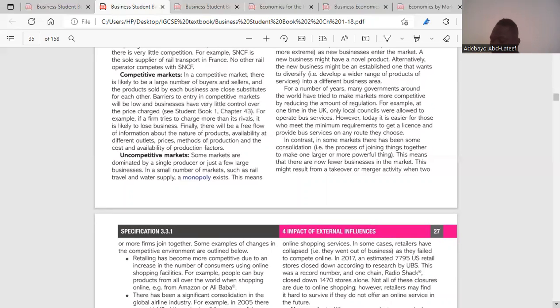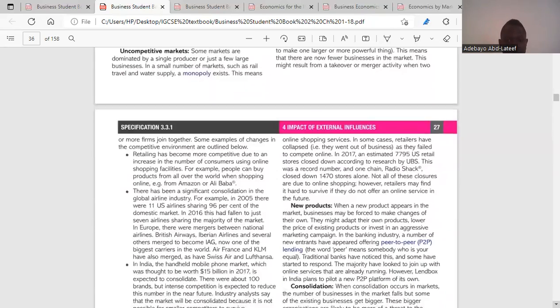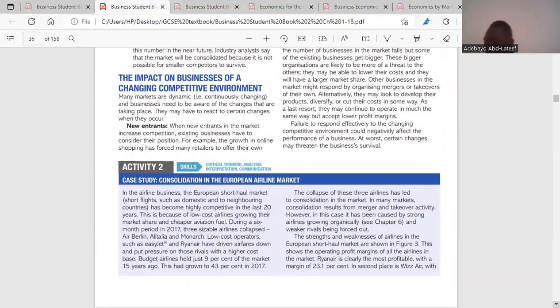So we move on. So we go to the impact on business of a changing competitive environment. So when there's fierce competition, how does it impact the business? And when there's consolidation, how does it impact the business? So we start with the impact on business now. The first one, new entrants. So when I talk about new entrants, I wrote, when new entrants in the market increase competition, existing businesses have to consider their position.